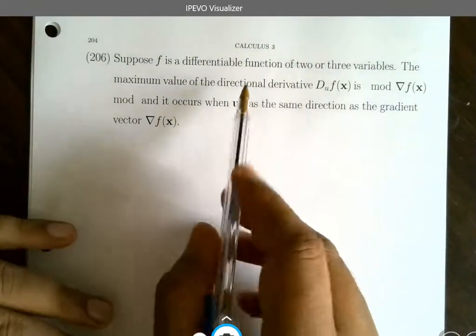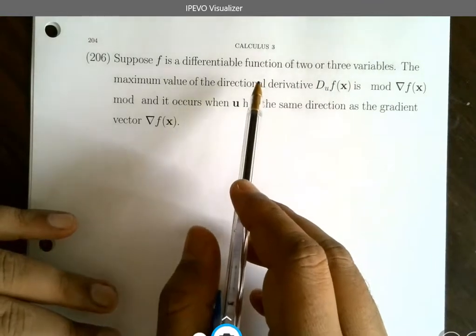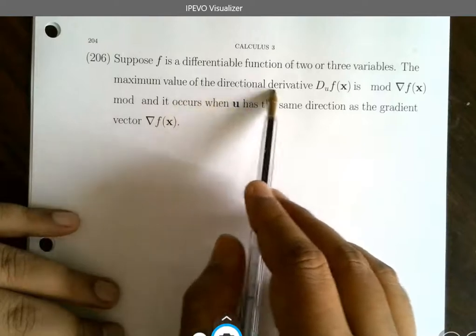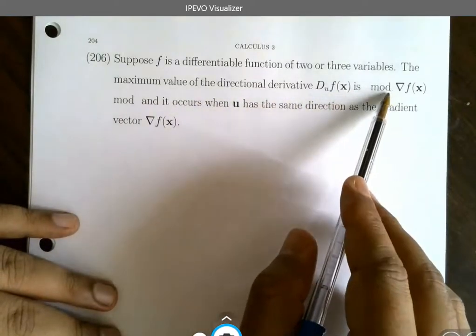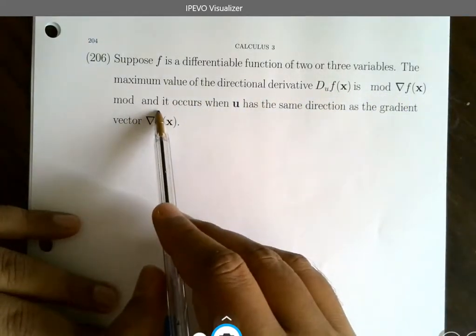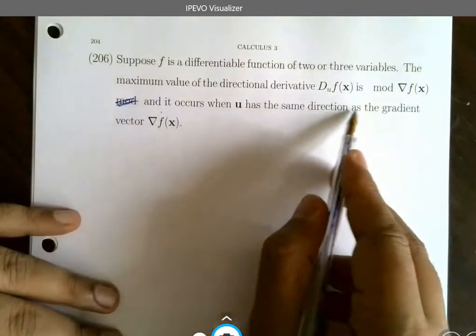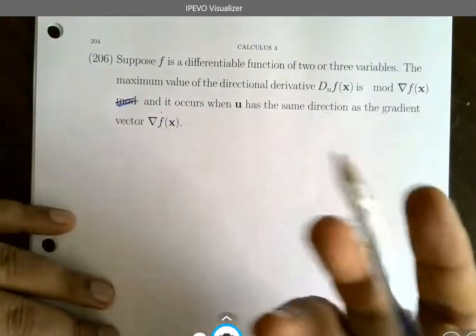Suppose f is a differentiable function of 2 or 3 variables, and the maximum value of the directional derivative occurs when u has the same direction as the gradient of f. So what does that mean?